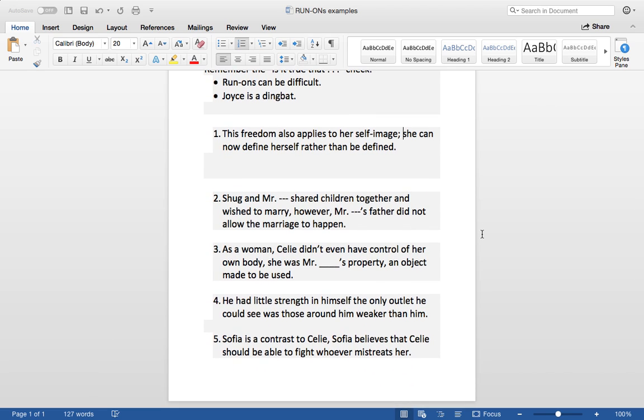Shug and Mr. shared children together and wished to marry. However, Mr.'s father did not allow the marriage to happen. Okay, we just talked about the semicolon, and we've already got this perfectly good conjunctive adverb or transition word right there. And so the easiest fix, another semicolon. Shug and Mr. shared children together and wished to marry; however, Mr.'s father did not allow the marriage to happen.